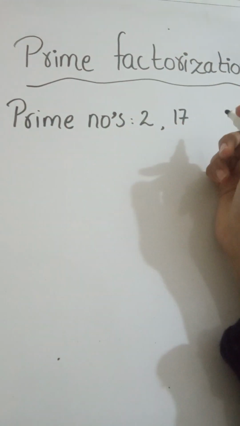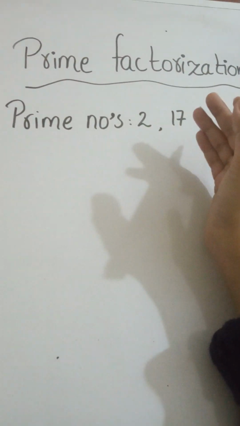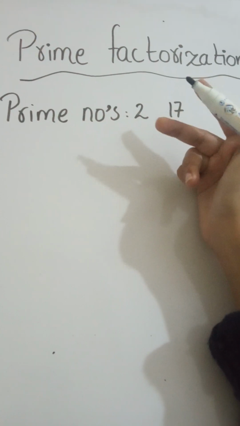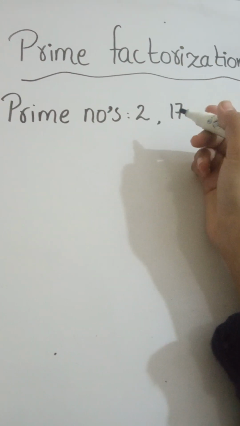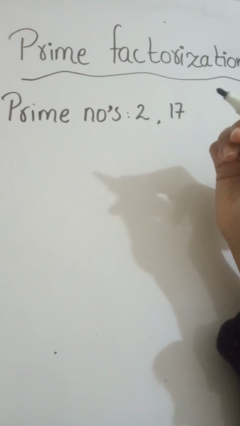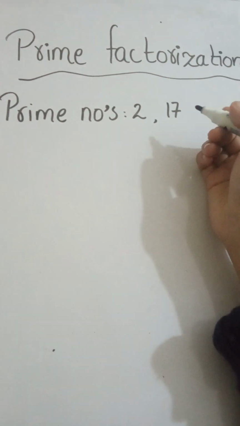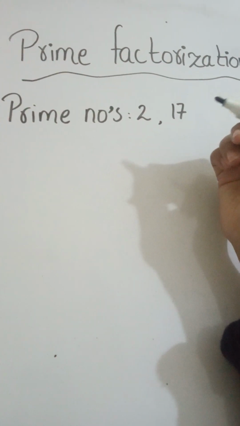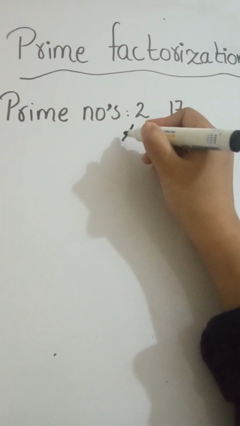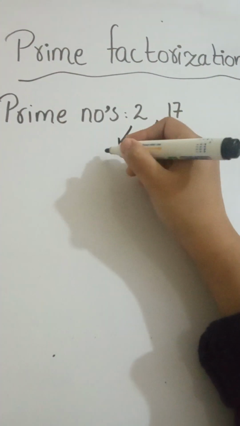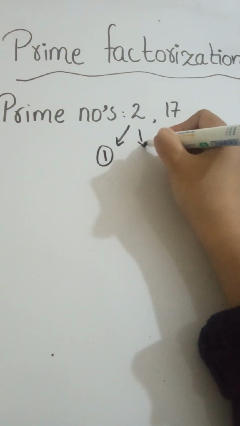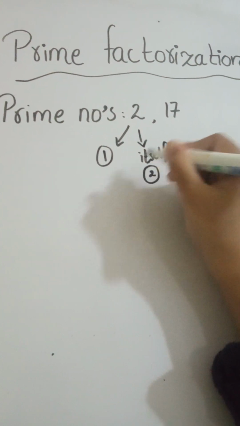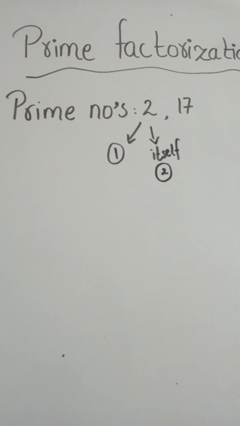The detailed explanation is that those numbers which have exactly 2 distinct factors are known as prime numbers. Factors means those numbers which divide a given number completely, giving remainder 0 after division, are known as factors of that number. Like for example, 2 is divisible by 1 and itself only. Itself means 2. So 2 is a prime number. So the concept of prime number is revised.